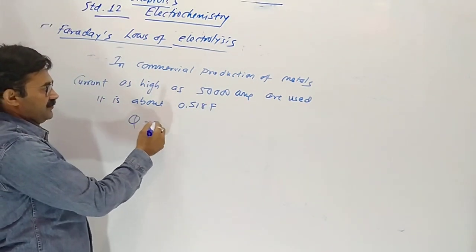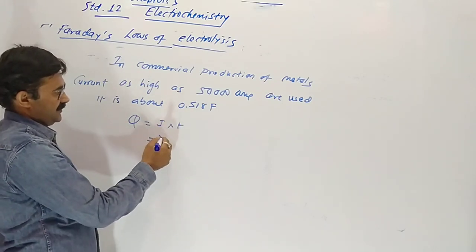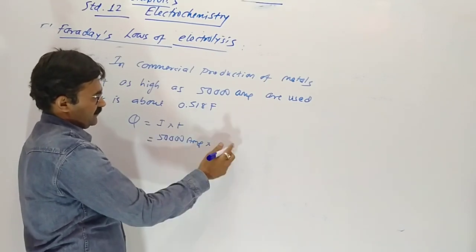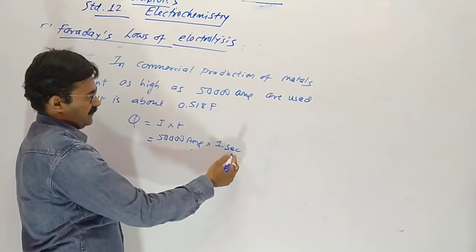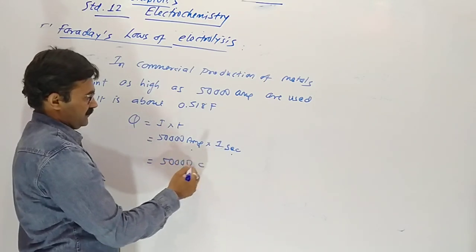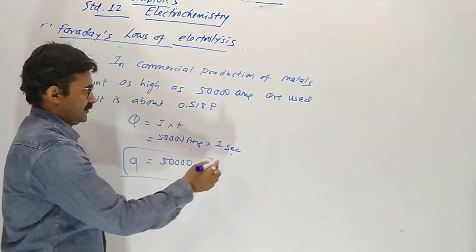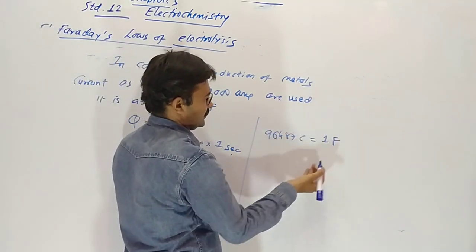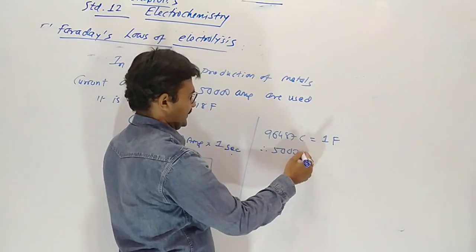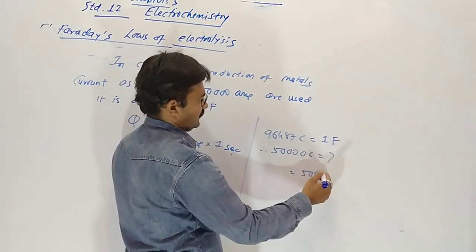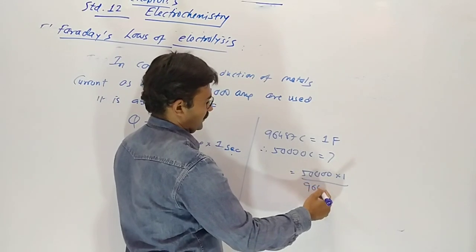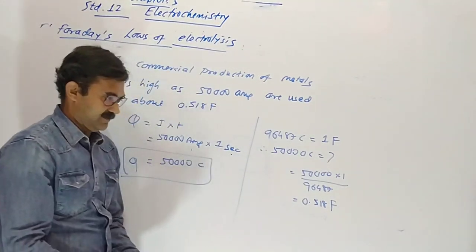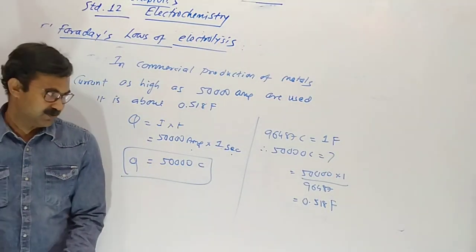Now listen, Q is equal to I into T. I is 50,000 ampere. Suppose we are passing that current for 1 second. So ampere into second gives coulomb, 50,000 coulomb. But now we know 96487 coulomb is equal to 1 Faraday. So 50,000 coulomb, how much? 50,000 into 1 upon 96487. So it is equal to 0.518 Faraday per second.